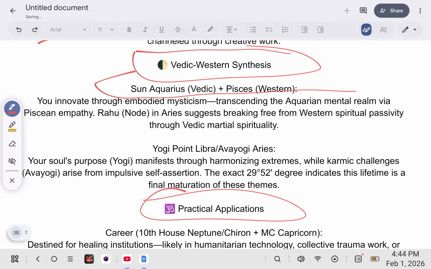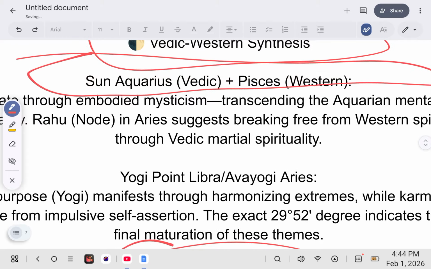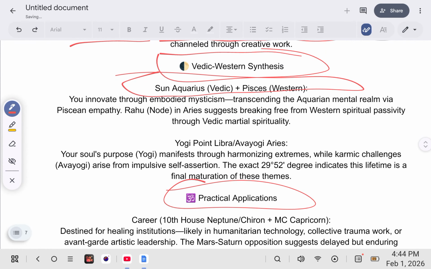My Vedic sun is in Aquarius, but it's in Pisces in my Western chart. So I innovate through embodied mysticism, transcending the Aquarian mental realm via Piscean empathy. My Rahu node in Aries suggests breaking free from Western spiritual passivity through Vedic martial spirituality.